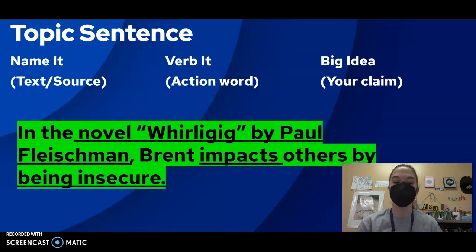So here's an example of a sentence that just has those things. This is not a three-part topic sentence, but it just has name it, verb it, big idea. In the novel Whirligig by Paul Fleischman, that's name it. Brent impacts, that's verb it, others by being insecure. That's my big idea. So the prompt here is asking how he impacts others, and I'm going to show that by him being insecure.